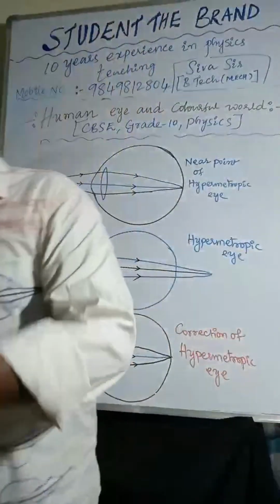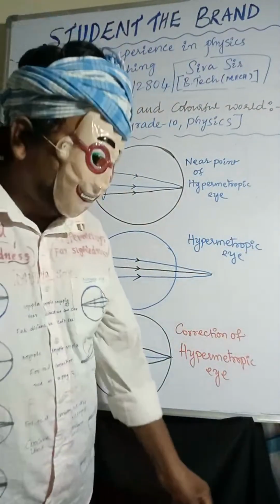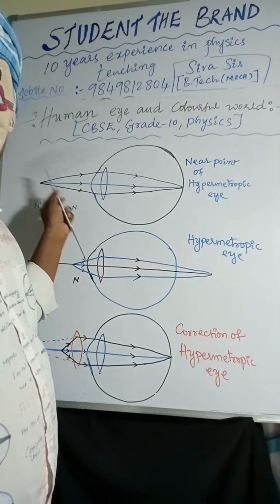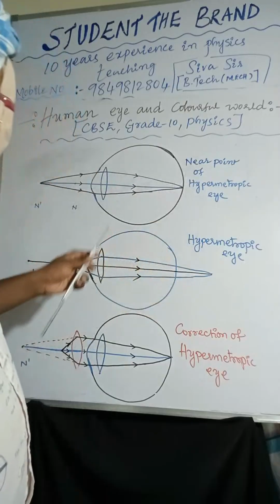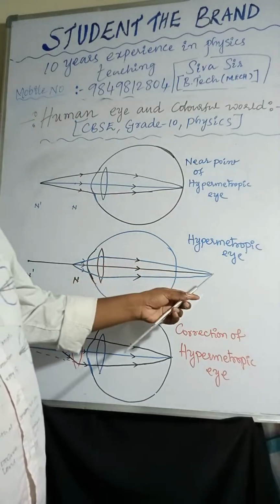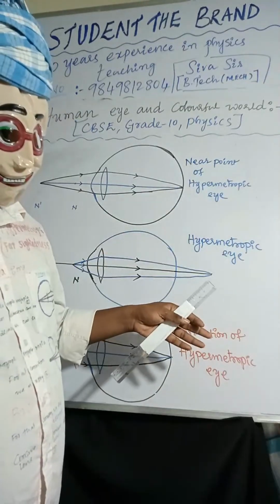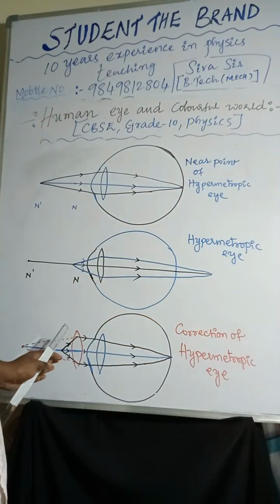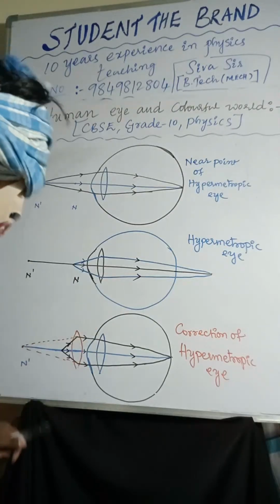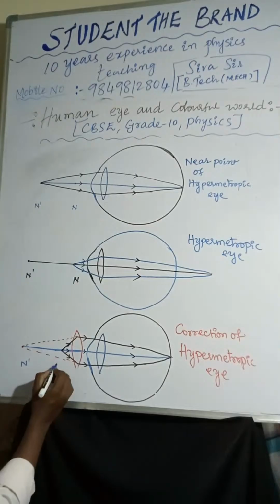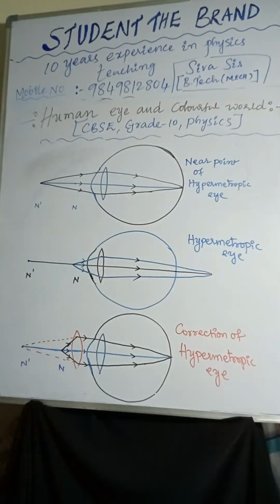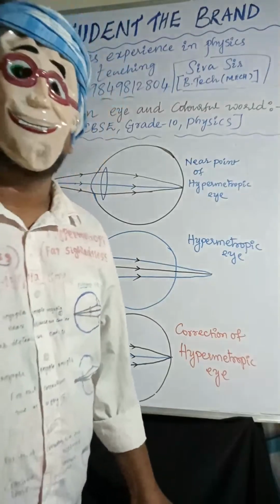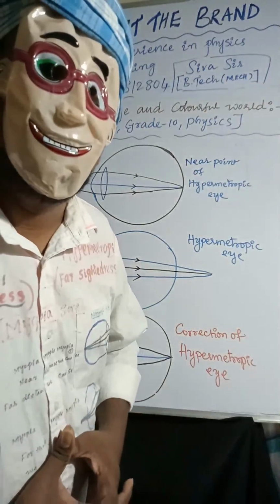So that is about hypermetropia. You can observe here, from the near point, the light rays will meet at the retina. If the light rays are coming from N, 25 centimeters, we can't see because the light rays will meet beyond the retina. Here, if the light rays are coming from N, the light rays will meet at the retina. So I am taking this as N. Is it clear? So this is about hypermetropia.